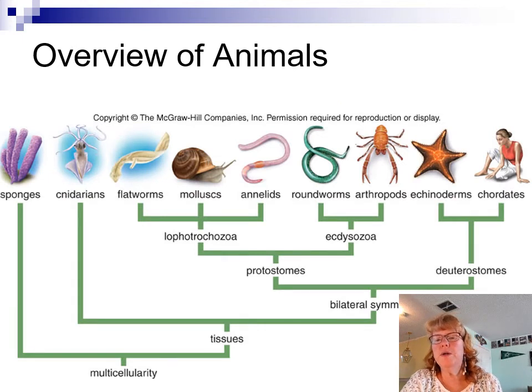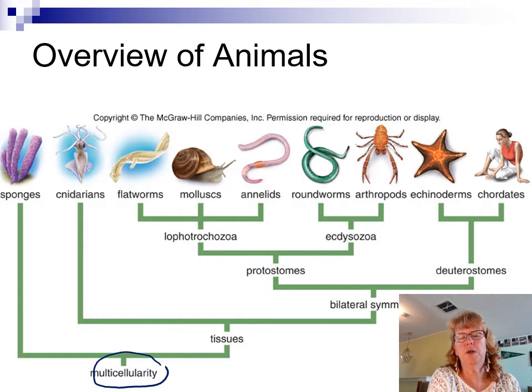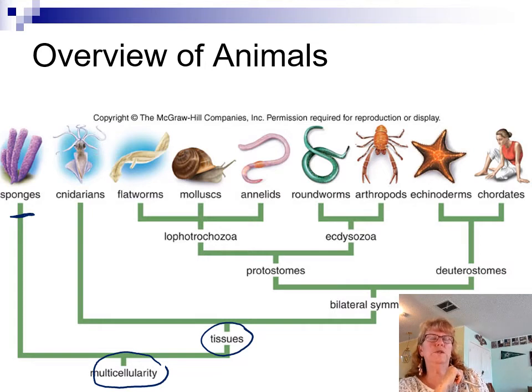Okay, so I'm not worried about you being able to label a chart like this, but I like it for representation. Okay, so down here at the bottom, we said that if you're going to be in the animal kingdom, you're going to be multicellular. Okay, then we said we're going to look to see if you have tissues or not. And so you notice way over here on the left, sponges don't have tissues. These are the oldest and the least complicated organisms. They're very simple organisms.